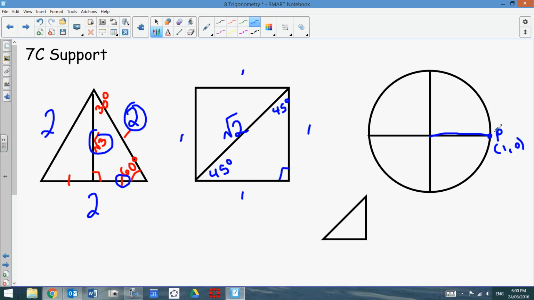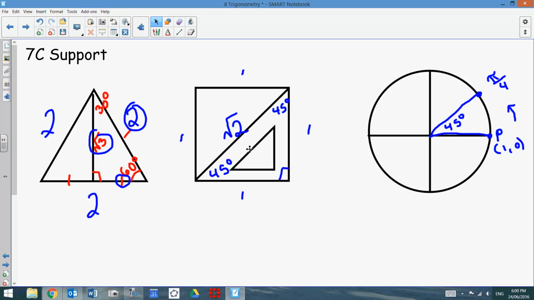As this point travels around the circle in a counterclockwise motion, let's say it stops right about here, where the angle is about 45 degrees. If my angle is 45 degrees, we now know we can call this pi over 4. Basically, if this is a 45-degree triangle, it is proportional to this 45-degree triangle, which means I can fit it right here.